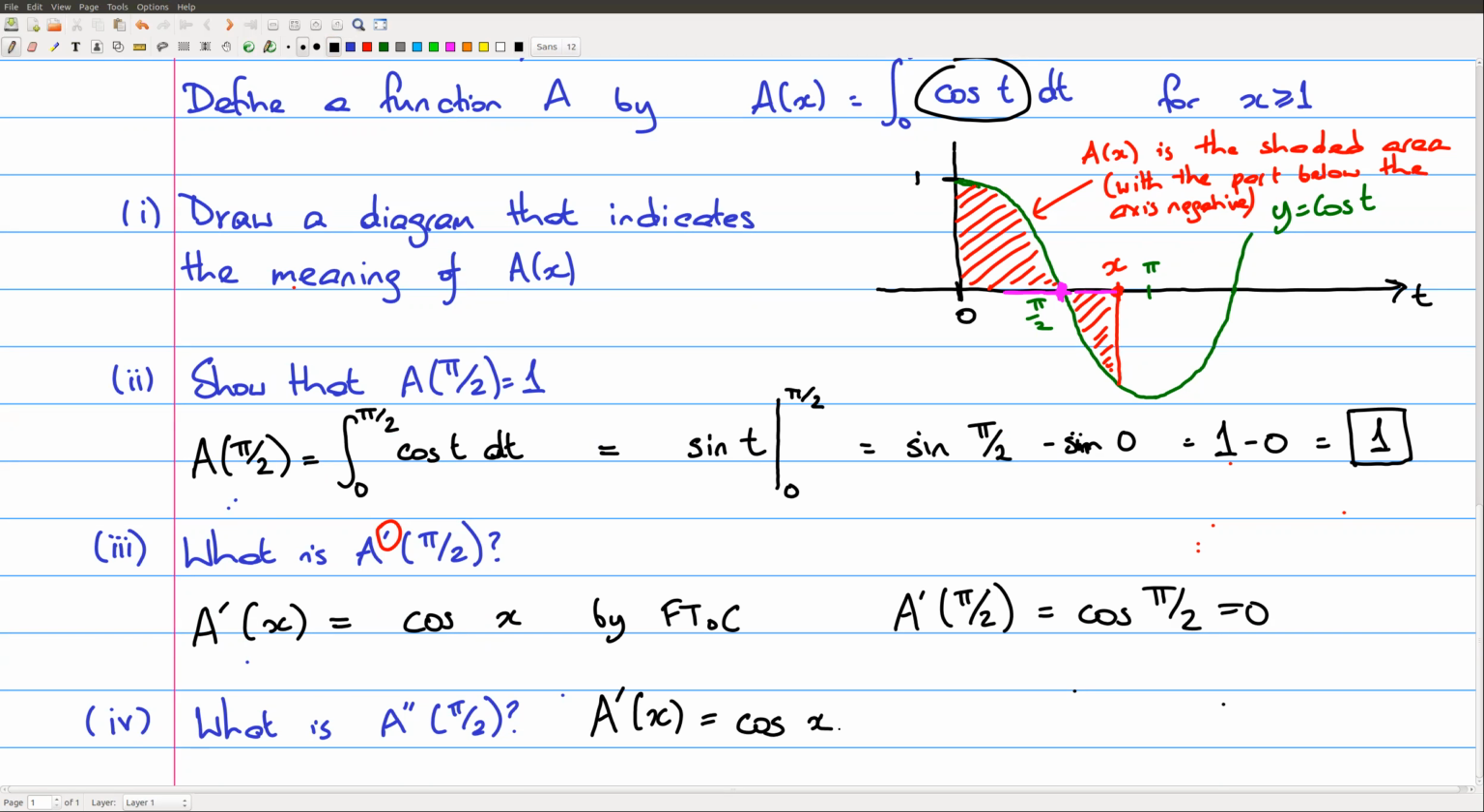It doesn't tell us anything directly about A double dash, but once we know A dash of x, we can find A double dash of x by differentiating that with respect to x. So A double dash of x should be the derivative of cosine x, which is minus sine x. And A double dash of pi over 2 then should be minus sine of pi over 2, which is minus 1.